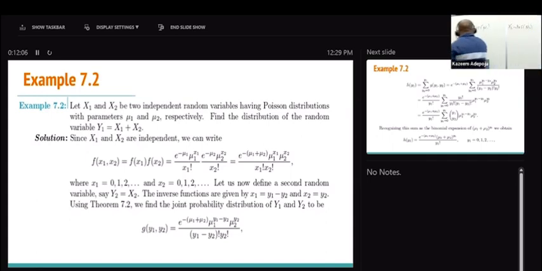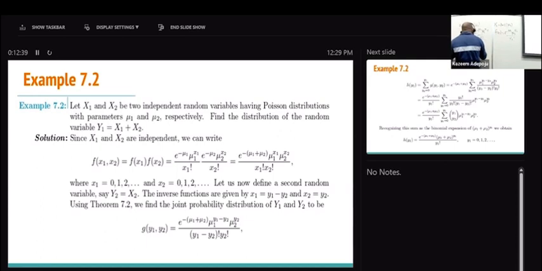Then I'm basically going to write f of x1, which is exponential of negative mu1, times mu1 raised to power x, over x factorial. I also have f of x2, equal to exponential of negative mu2, times mu2 raised to power x2, divided by x2 factorial. That's what I'm going to write first. Any question on this?